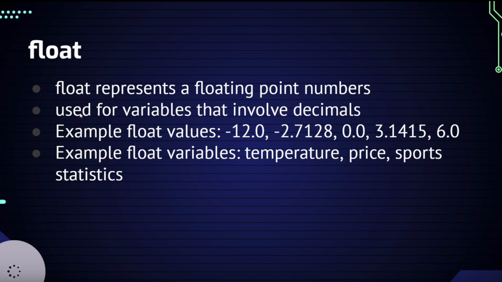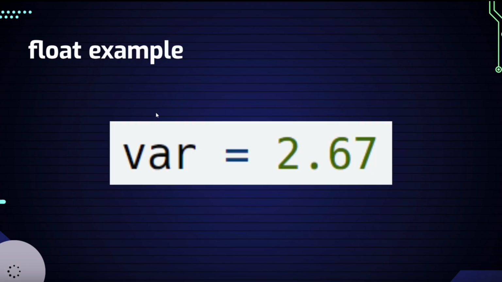So float represents any floating point numbers. It's used for variables that involve decimals. Some examples could be negative 12, negative 2.7128, 0.0, 3.1415, and 6.0. Some examples of float variables could be temperature, price, or any sports statistics. So an example of the syntax of a float variable, var would be the variable name, then you have the equals to initialize the variable, and then 2.67 would indeed be a float.